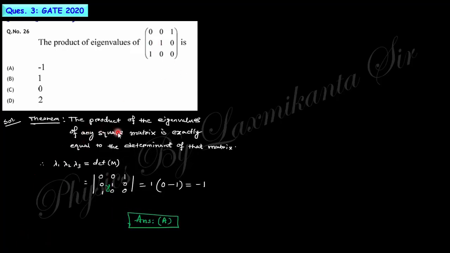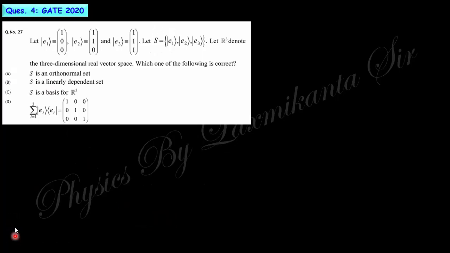Next question, the product of eigenvalues of this matrix. You know the property that the product of the n eigenvalues of any square matrix is exactly equal to the determinant of that matrix. So the product is the determinant of this matrix, which is 1 minus 1. So option A is the correct answer of this question.